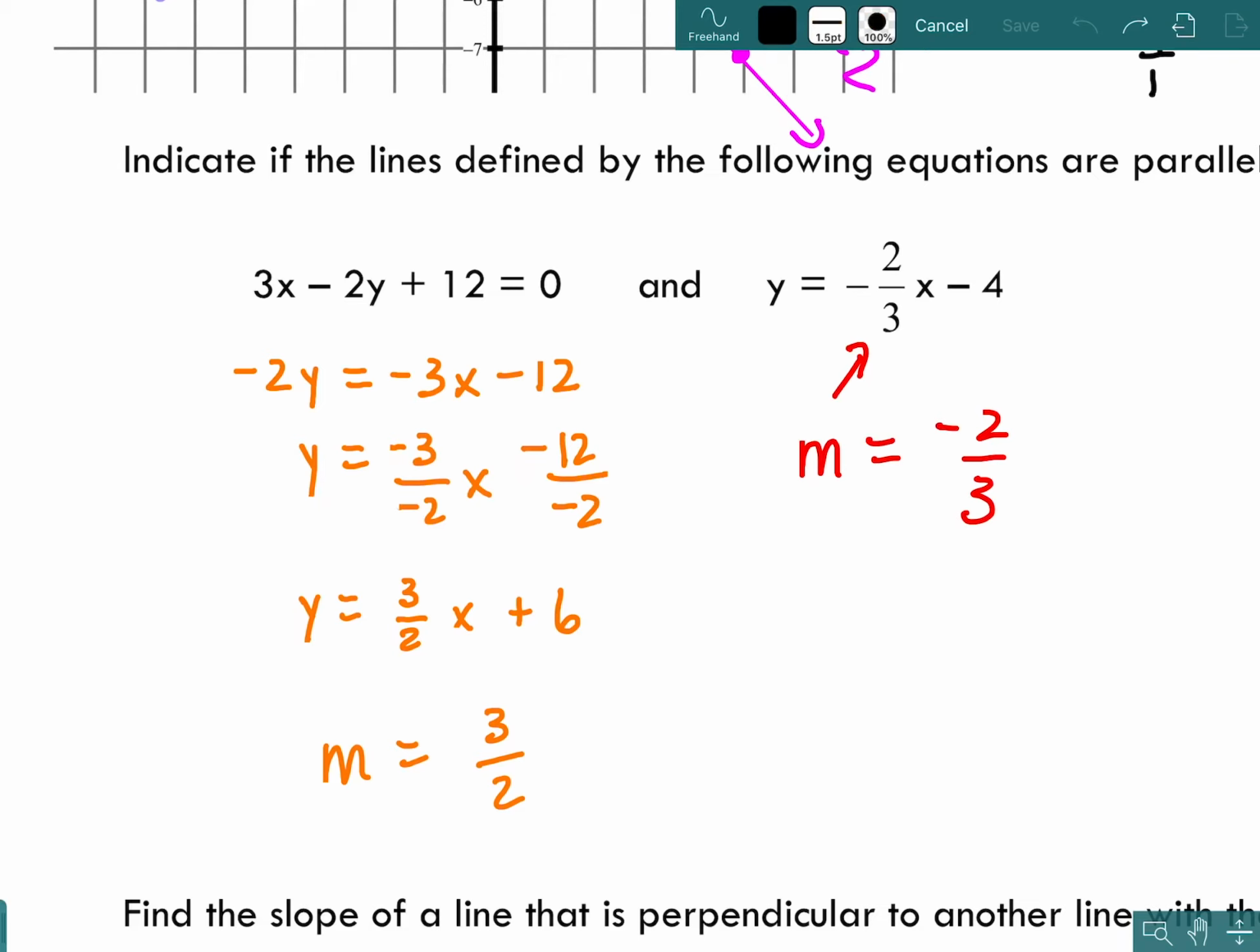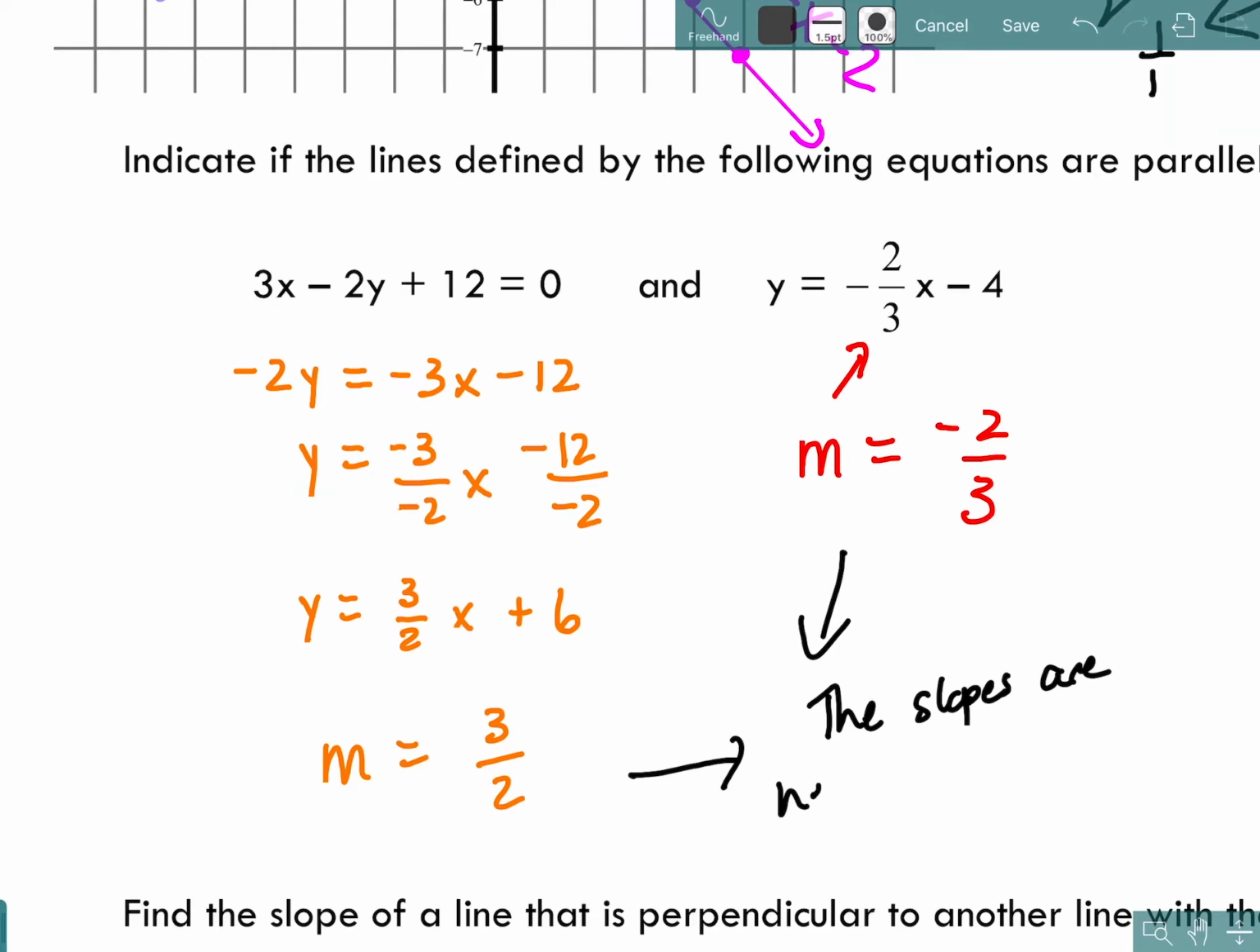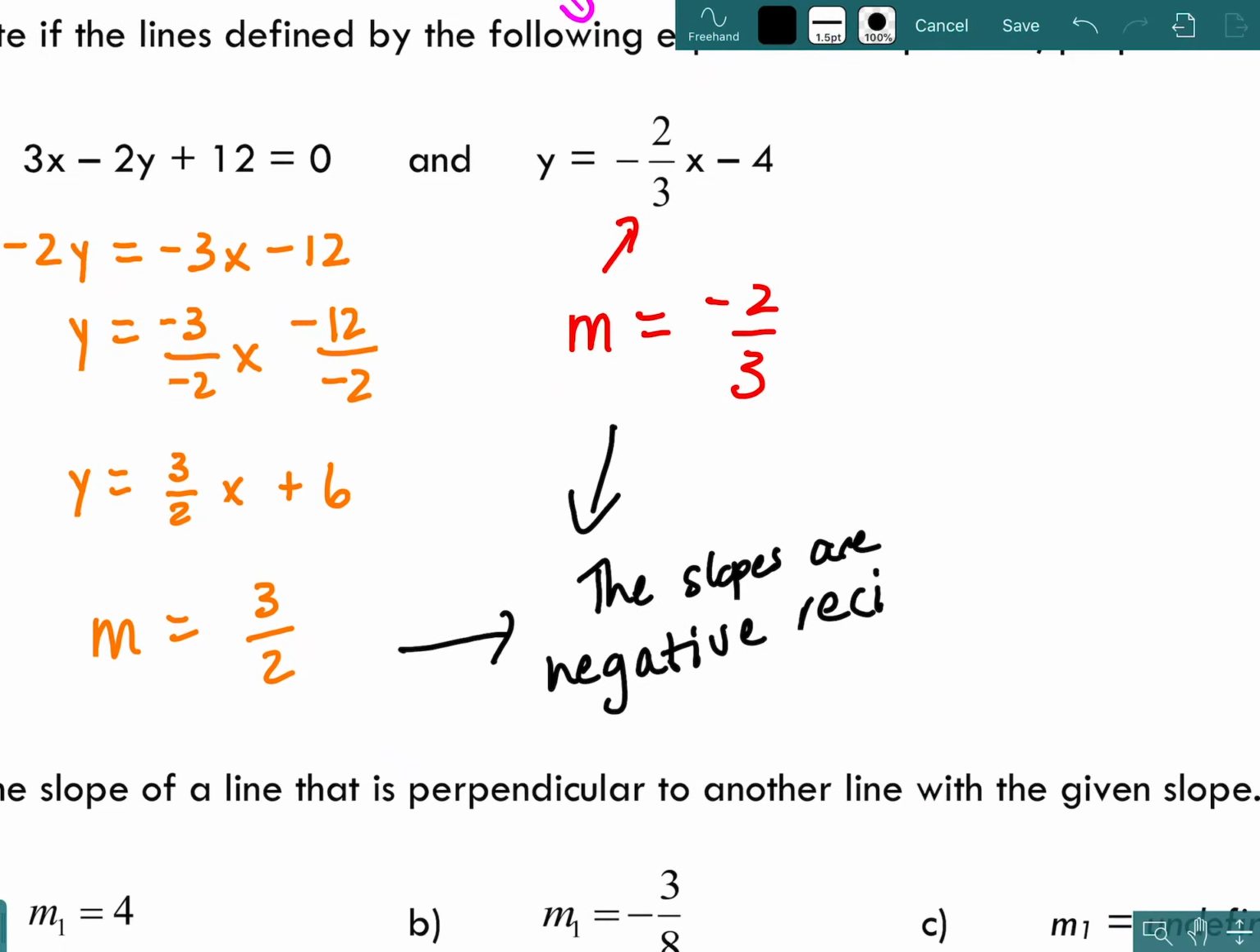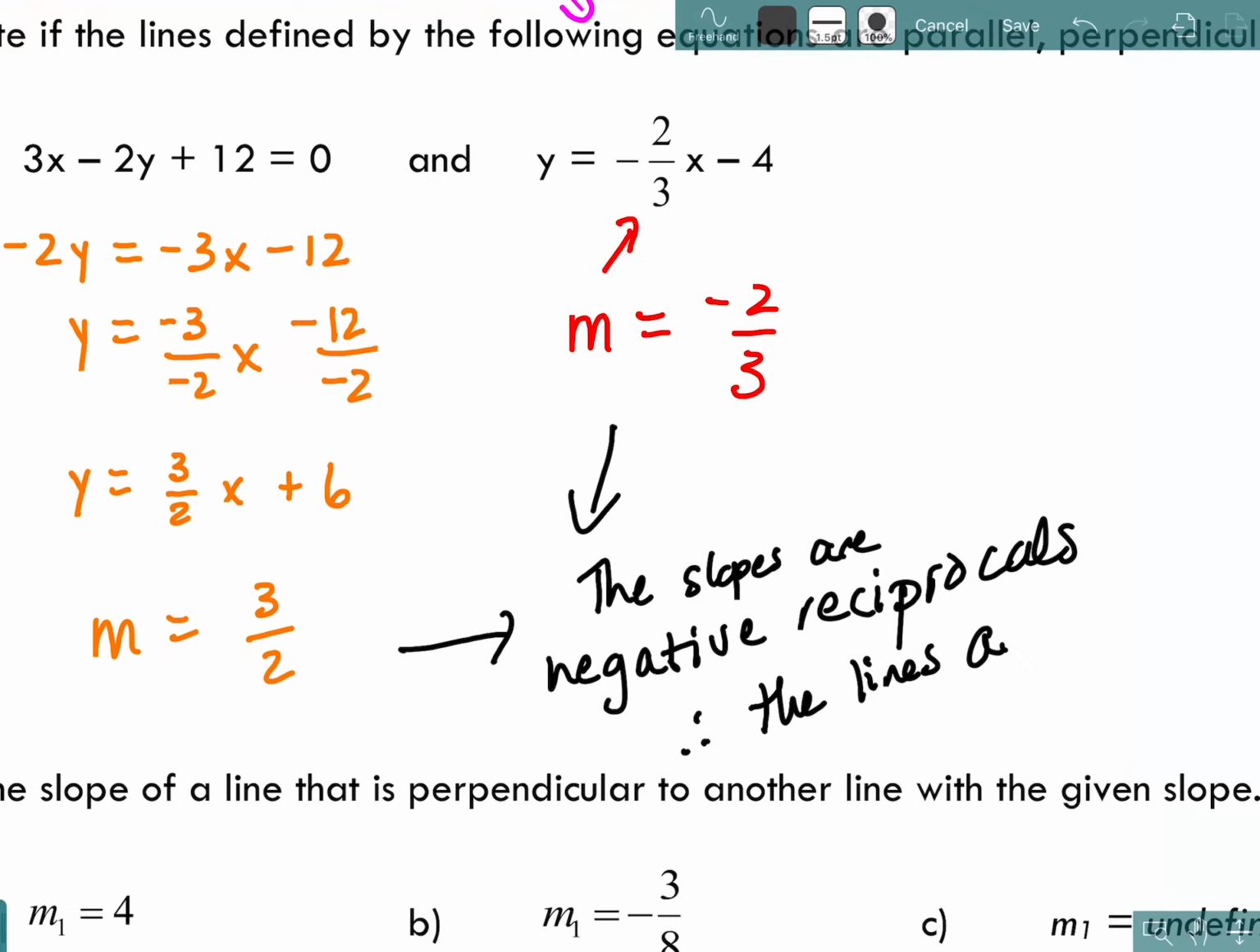So when we look at the two slopes, the slopes are negative reciprocals. Therefore, the lines are perpendicular.